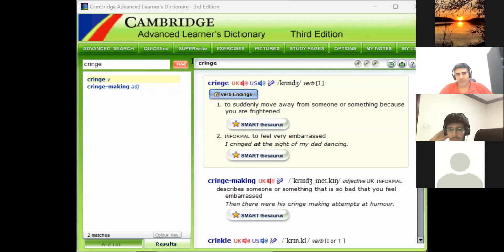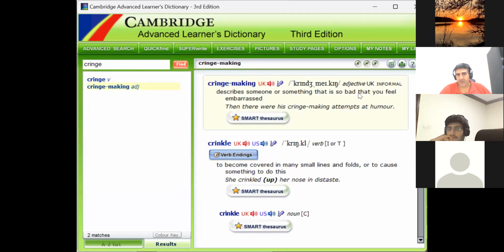Okay, so here, cringe. This is Akram's word. Read the meaning. To feel very embarrassed. So here as a verb, to suddenly move away from someone or something because you are frightened. I think it is an adjective. Cringe making. What does it mean? Who can read the definition? Describe someone or something that is so bad that you feel embarrassed.